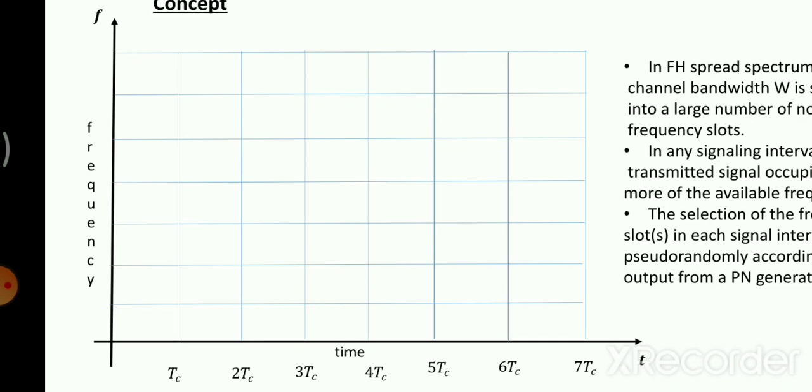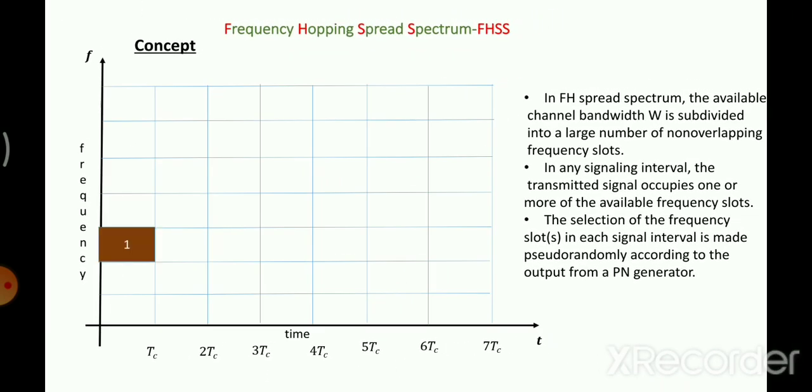Either the hopping can happen at a very fast rate, that means within one bit duration the carrier signal will change multiple times, which is called fast hopping. Or else if it is slow, that means TB is equal to TC or less than TC, and in that case it is called slow hopping. So this is the way frequency will hop. It will hop like this, one frequency, then the next frequency, and keep on changing. So 7 times the frequency has been changed.